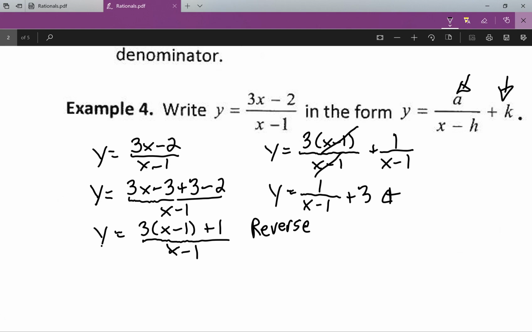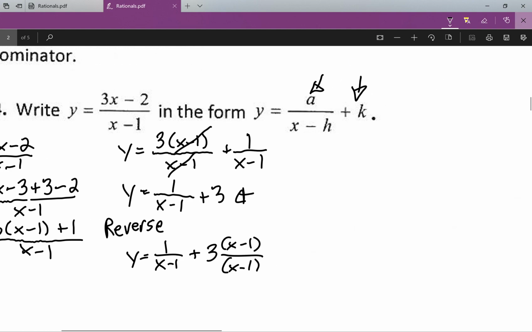We're going to practice the algebra to show that it still works. I go y equals 1 over x minus 1 plus 3. And I'm going to multiply the top and the bottom by x minus 1 there. This then will give us y equals 1 all over x minus 1 plus 3(x minus 1) all over x minus 1.